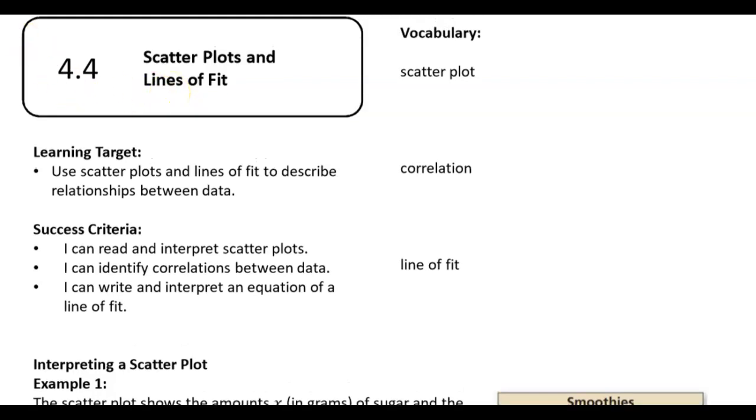This is the Algebra 1 4.4 video notes. So today we're talking about scatter plots and creating lines of fit.